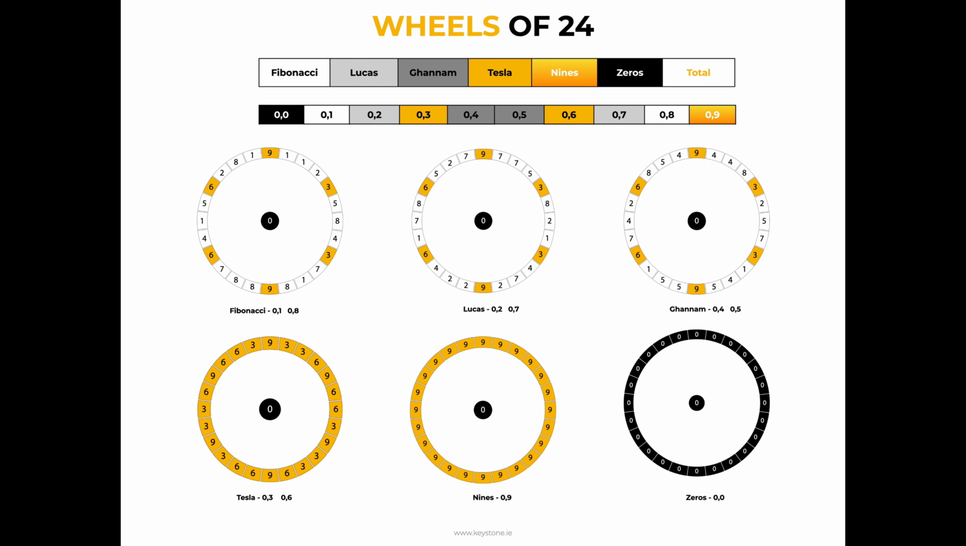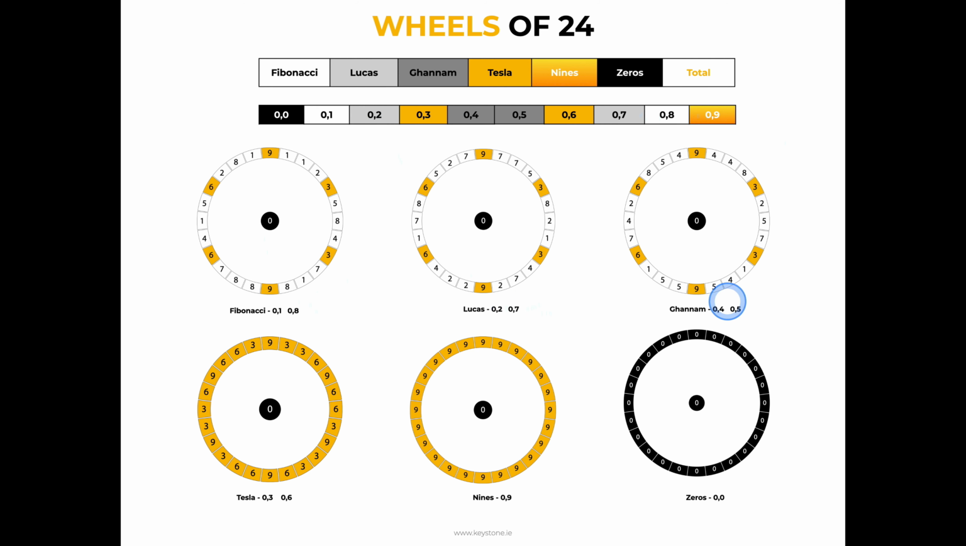And here are our 6 wheels. Now we've chosen the first row because it's the only row where all 6 wheels of 24 occur, and it's the natural place to start. And what we discover is if we start a Fibonacci sequence with 0 and 1 or 0 and 8, we get the Fibonacci wheel. That's why it's in white here. If we start with 0, 2 or 0, 7, we get the Lucas wheel.